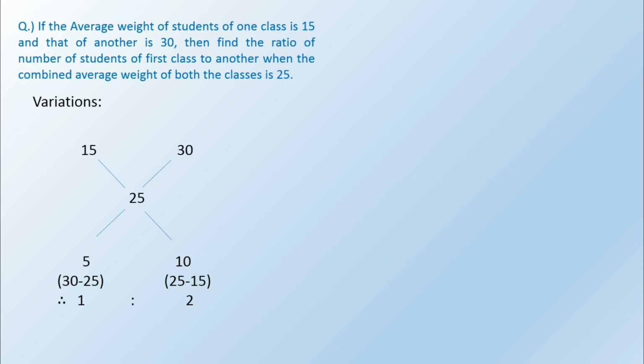One thing to note here is, this 1 is to 2 or 5 is to 10 always gives us the ratio of the number of students and not the exact number of students. So 1, 2 or 5, 10 are not the exact number of students.